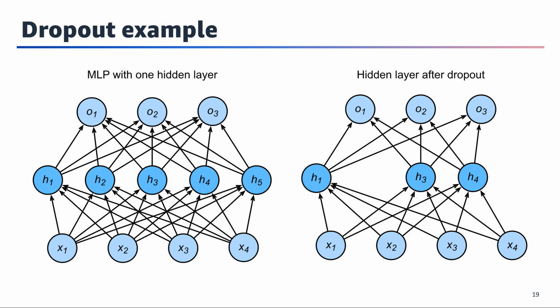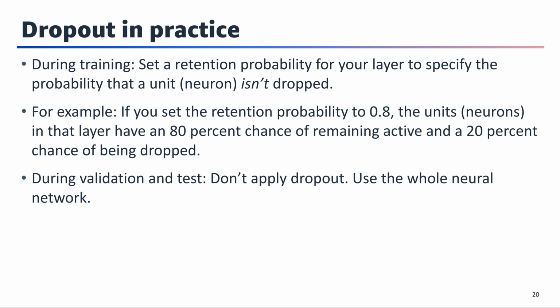See the contrast between the 2 networks that are shown on the slide. When dropout is used, some neurons are randomly removed. To apply dropout, you need to set a retention probability for each layer. The retention probability specifies the probability that a unit is not dropped. For example, if you set the retention probability to 0.8, the units in that layer have an 80% chance of remaining active and a 20% chance of being dropped.